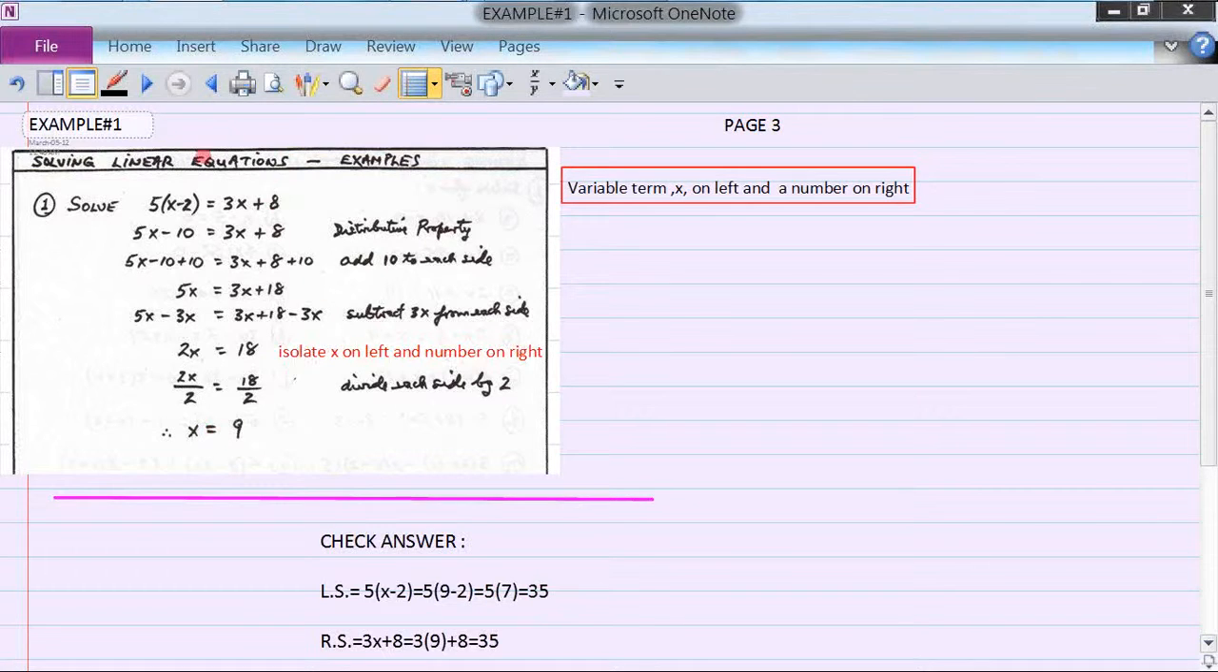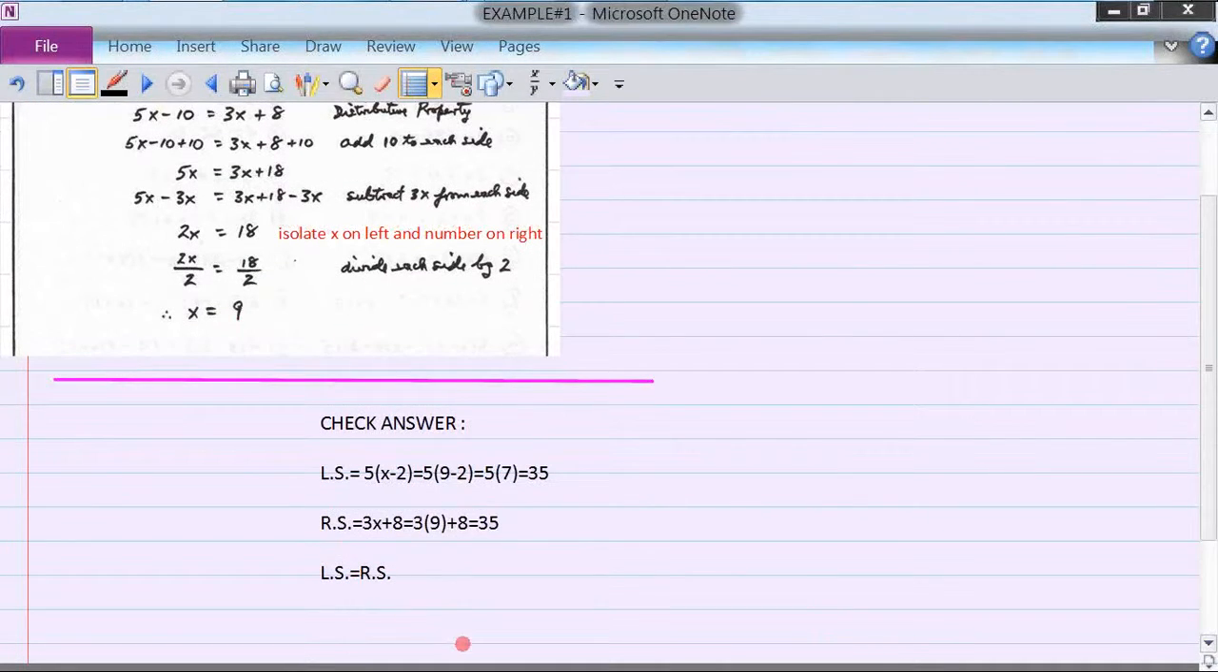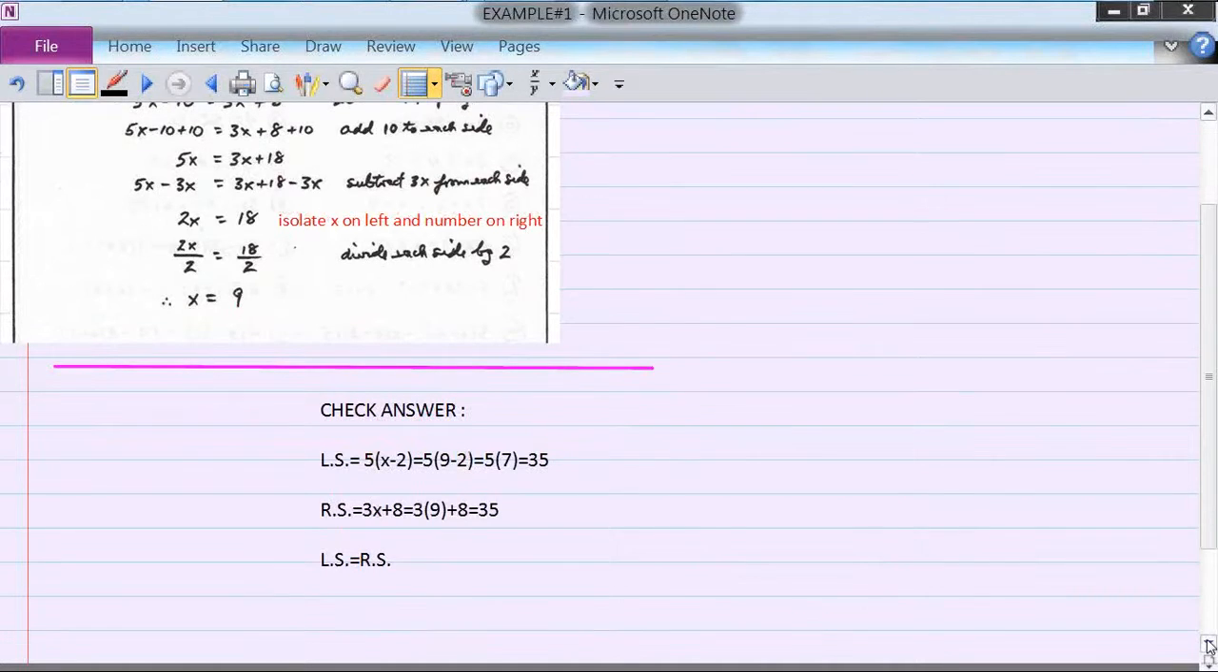Now I check the right side of the equation. I have 3x plus 8. Replace the x with a 9, which is what I got here again. 3 times 9 is 27. 27 plus 8 equals 35. The left side equals the right side. So this is very important in checking our answer.